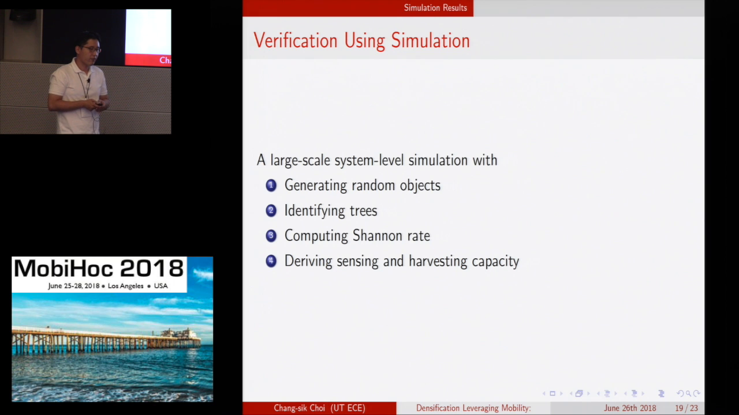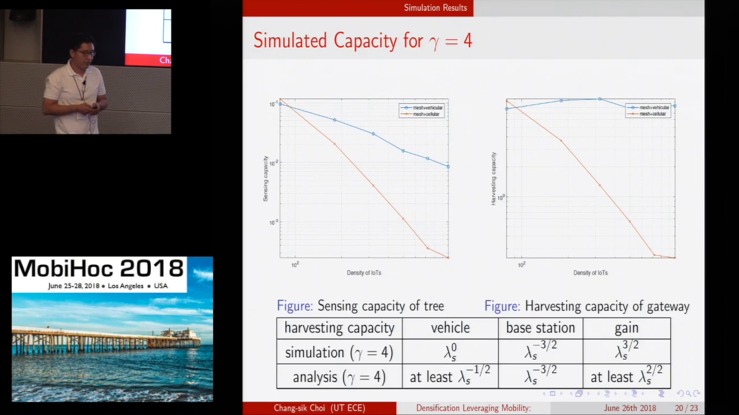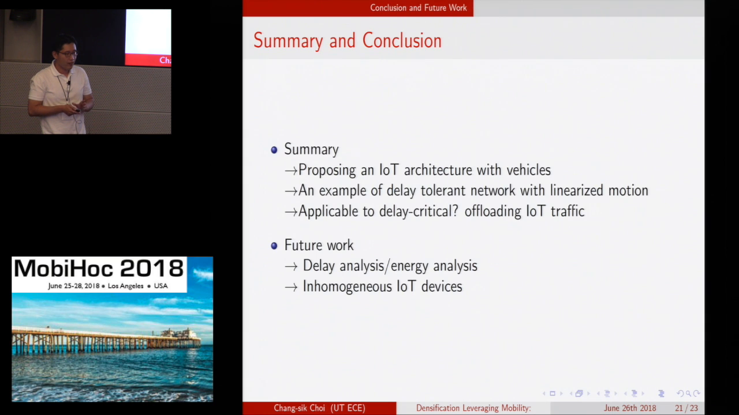And we verify our analytic result with large scale system level simulation, by generating random objects, identifying the tree structure on the random objects, and computing the Shannon rate, deriving the sensing capacity and harvesting capacity using the formula. And this is the result. We simulate the path loss equals 4. In the simulation result, the harvesting capacity of a vehicle is of order lambda s to the 0, but the harvesting capacity of a base station is of order lambda s to the minus 3 over 2. So the gain here is lambda s to the 3 over 2. And this matches with the analytic model.